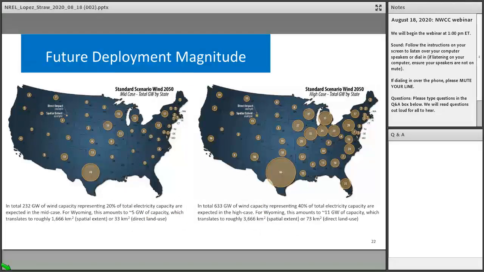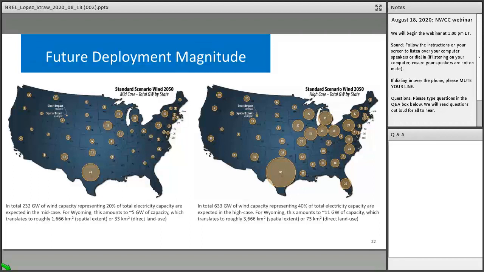We can actually take these results and translate that graph into a map. And we can see that wind deployment is not equally distributed across the nation. We can also see that, based on the scenario between the left and the right maps, there are different deployment magnitudes. For example, in our mid-case in the left-hand map, in the year 2050, we see about 232 gigawatts of wind capacity. This is about 20% of the total electricity capacity in the United States. For Wyoming, this amounts to about 5 gigawatts.